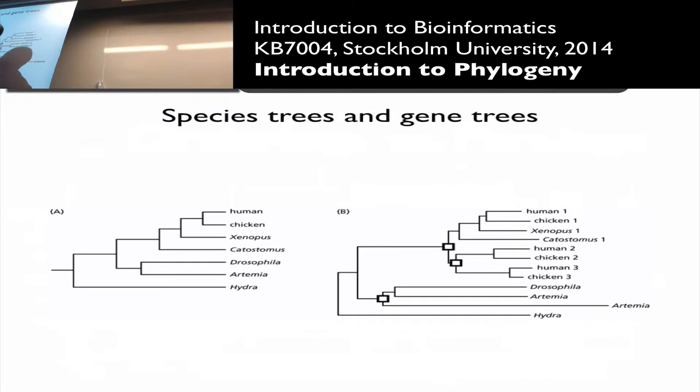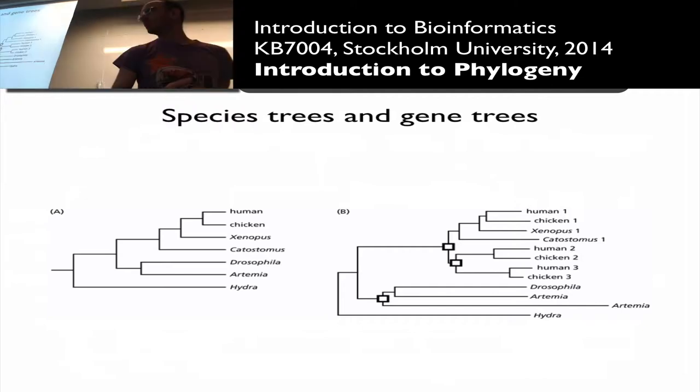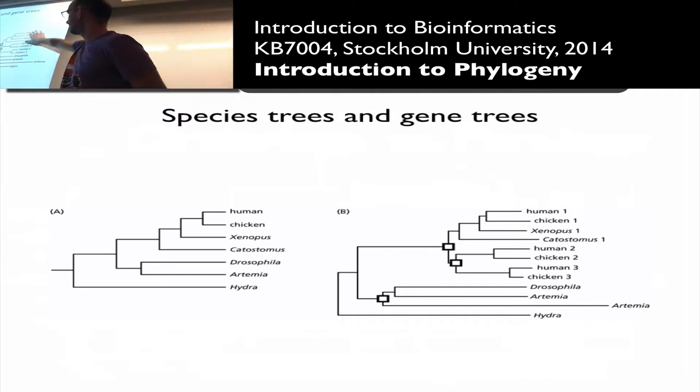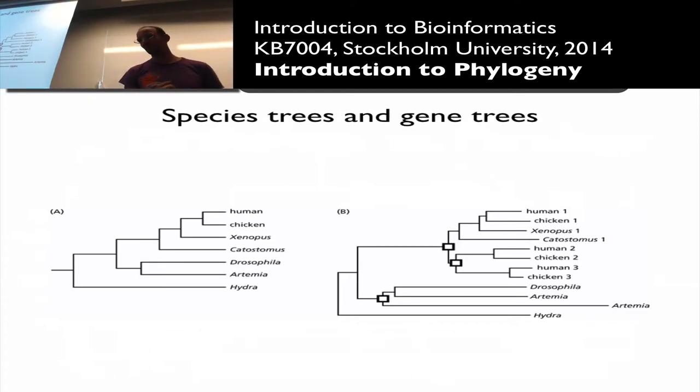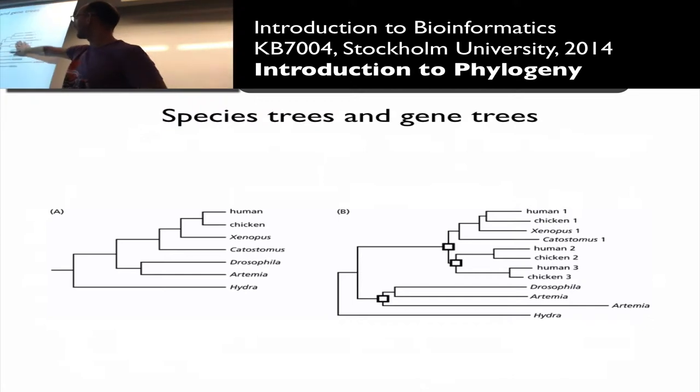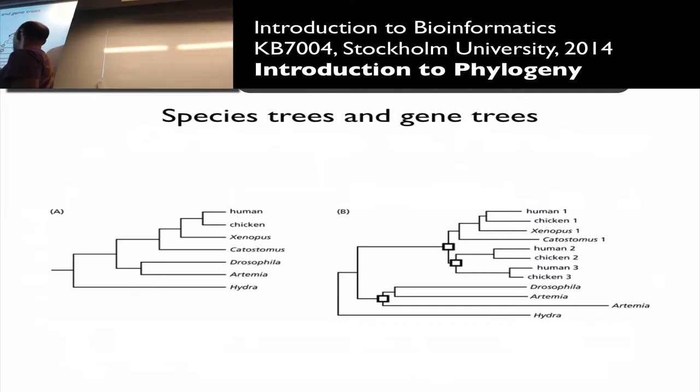So that means that the duplication must have happened somewhere here, or most likely has happened somewhere there. Because chicken and human both have three copies of this gene, or three homologous genes that are most similar to each other. And there is also another duplication that happened over here in Artemia.